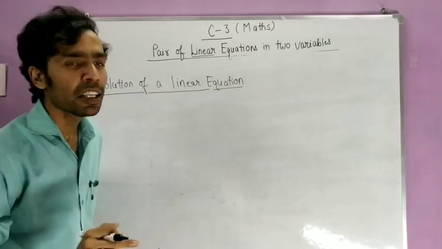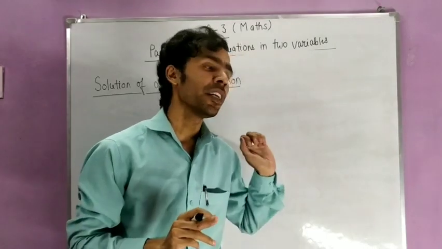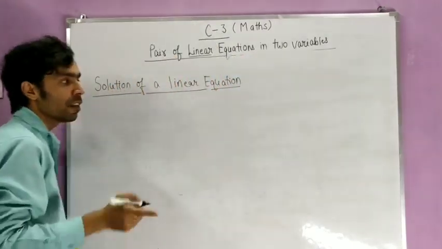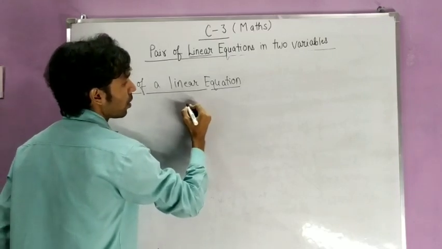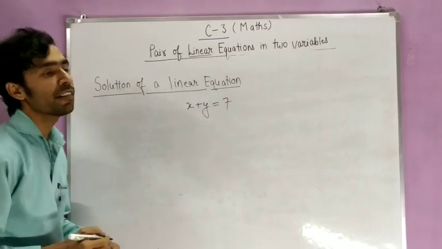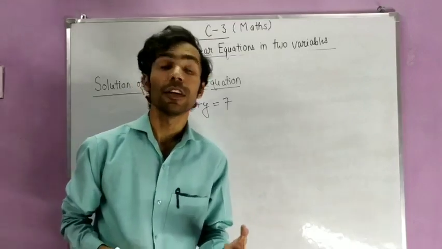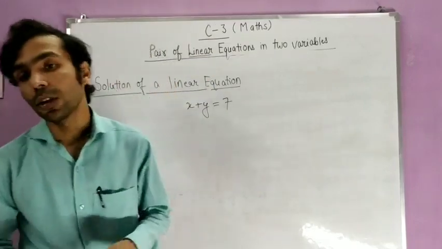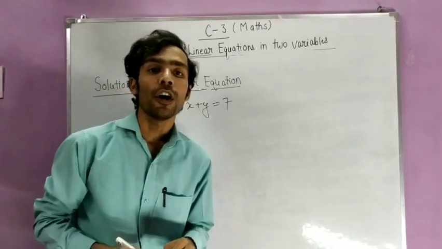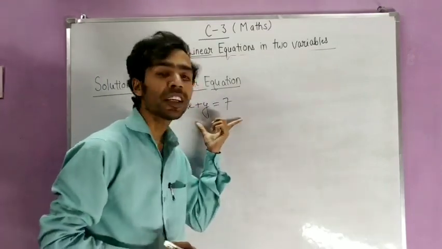Suppose I have written any linear equation in 2 variables. Listen students, whatever equation, it will always be in 2 variables because we are studying 2 variables only. So suppose I have written one equation, x plus y equal to 7. What is the solution of the equation? What do you understand by the solution of the equation? The solution of the equation is the pair of values of x and y which satisfy the equation.